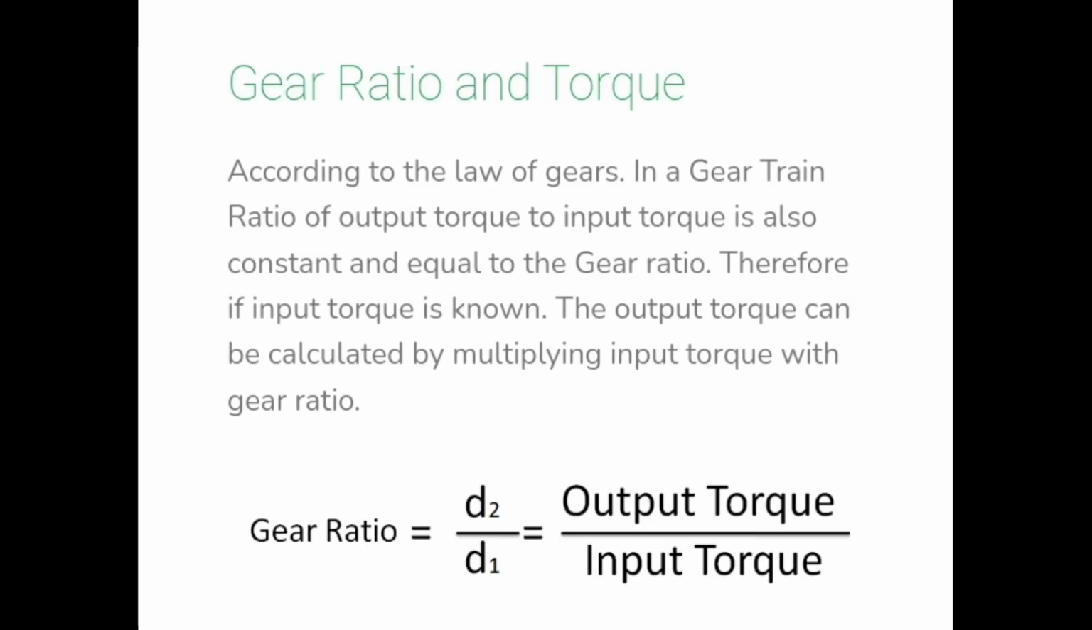Gear ratio and the torque. According to the law of gearing, in the gear train the ratio of output torque to input torque is also constant and equal to the gear ratio. Gear ratio is equal to D2 upon D1 is equal to output torque upon input torque.